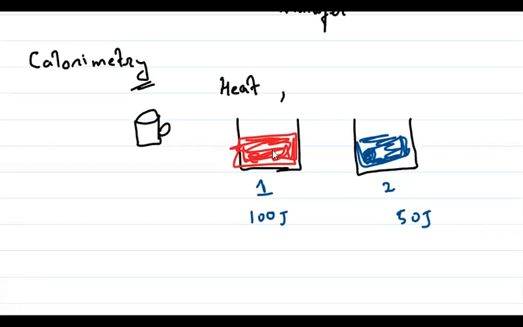This object is hot, this object is cold, right? So can I say that it will have 100 joule and it will have 50 joule? The heat of this is 100 joule. Heat, I'm saying heat. Heat of this is 100 joule, and heat of this is 50 joule. Yes or no? My question is, can I say the heat of object 1 is 100 joule and heat energy of the second is 50 joule?